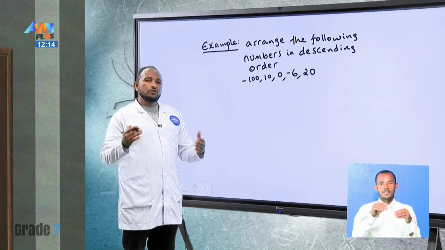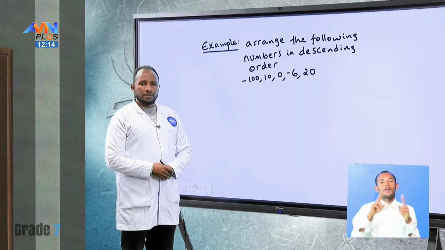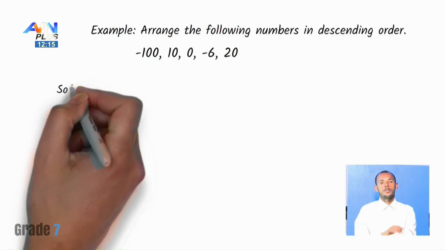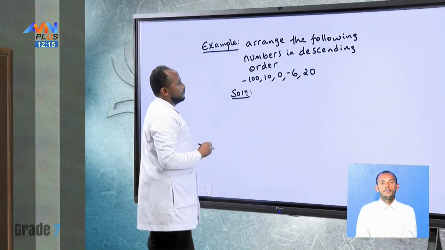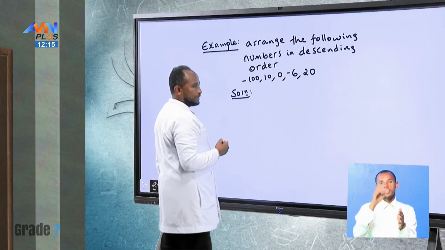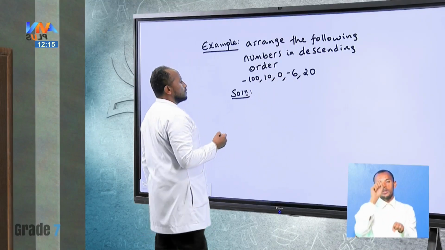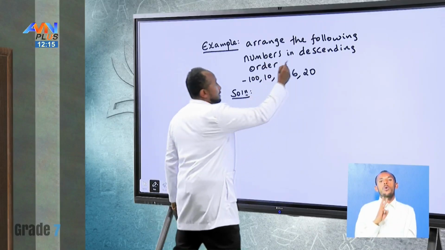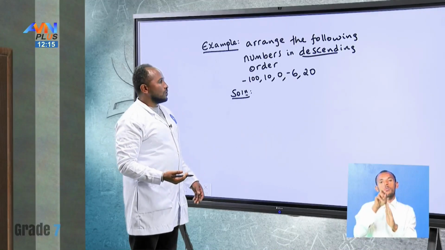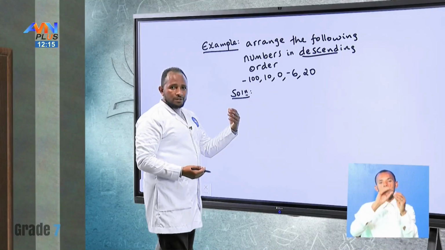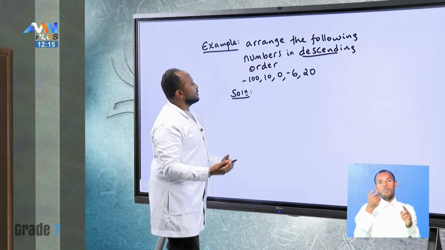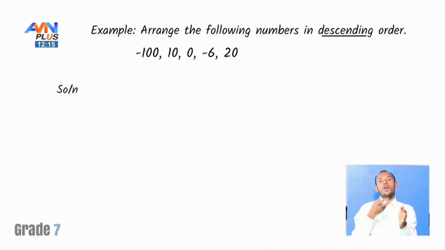Students, have you tried the question? Good. Let's see the answer together. Okay, solution. Here we have minus 100, 10, 0, minus 6, 20. So, we are asked to arrange the numbers in descending order, from the largest number. So, negative numbers are smaller, the smallest numbers. Positive are bigger, so you start from positive numbers. Here we have two positive numbers, 10 and 20.